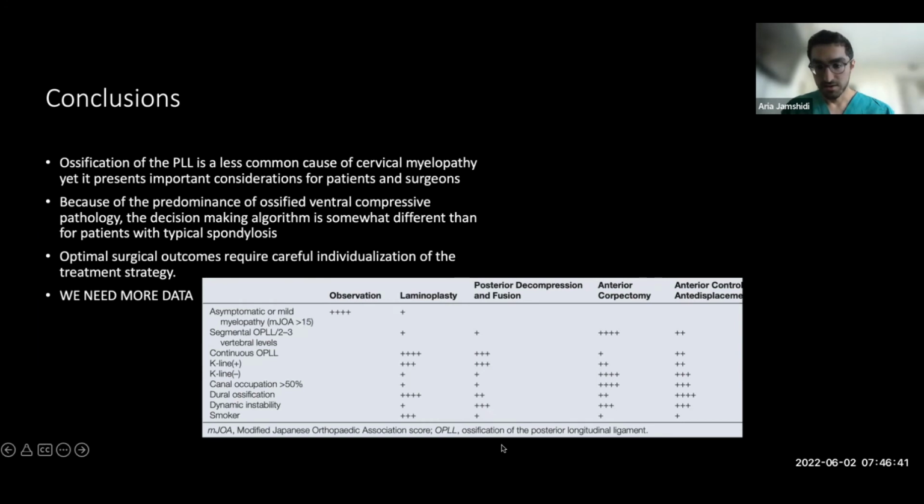Thank you. Hey, Arya, great job and a very nice overview. I think I agree basically with everything that you said. The one thing that I don't think you addressed as much is this issue of laminoplasty versus laminectomy and fusion. You did have it on that table. Whether there is progression of disease in laminoplasty only, which I think there's some data to suggest that there is. And so maybe laminoplasty isn't the best treatment for OPLL.